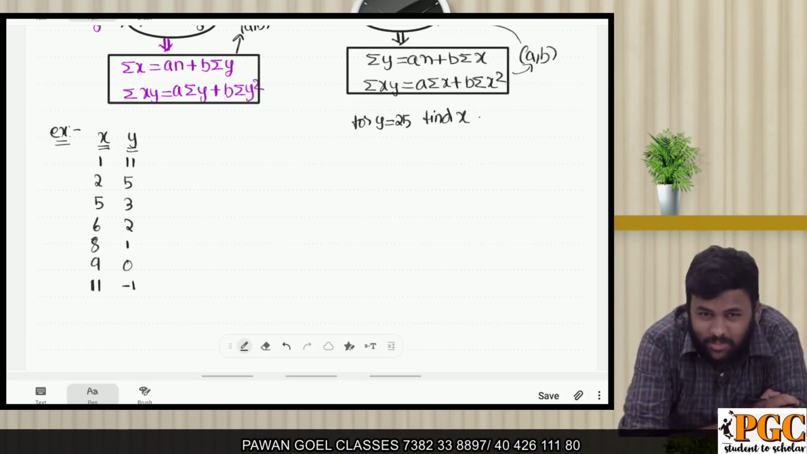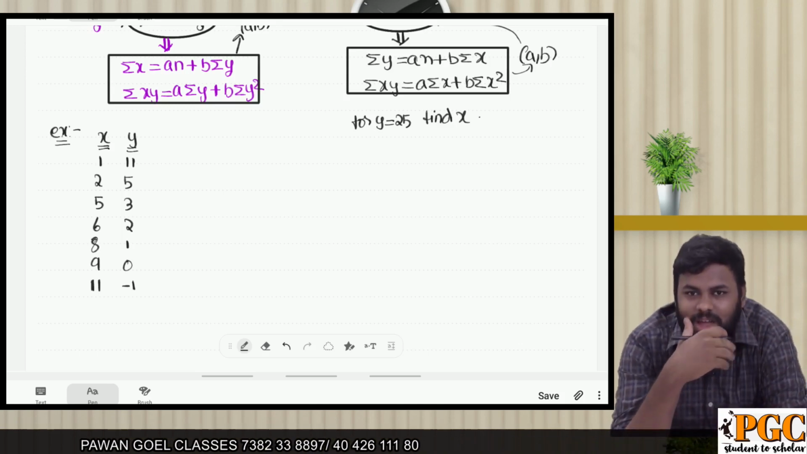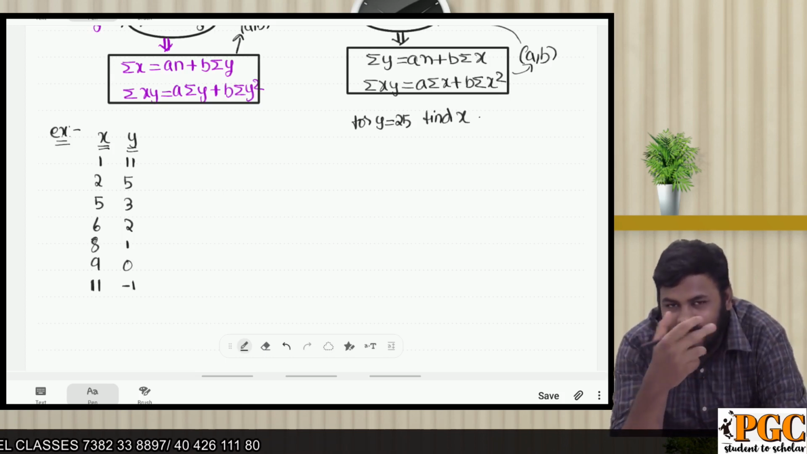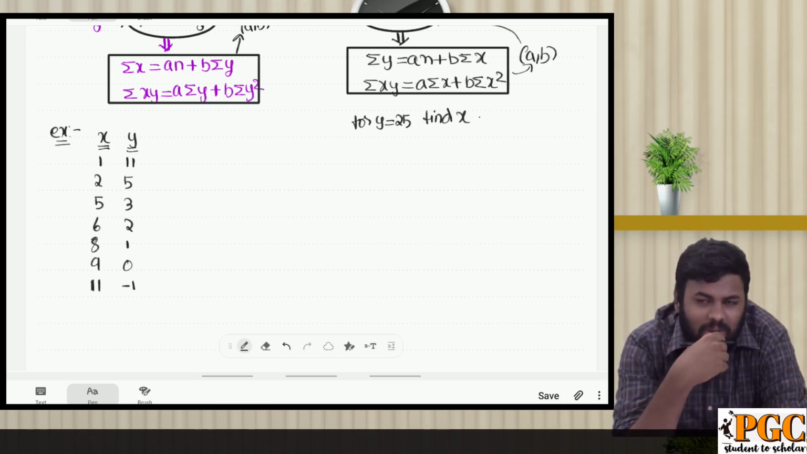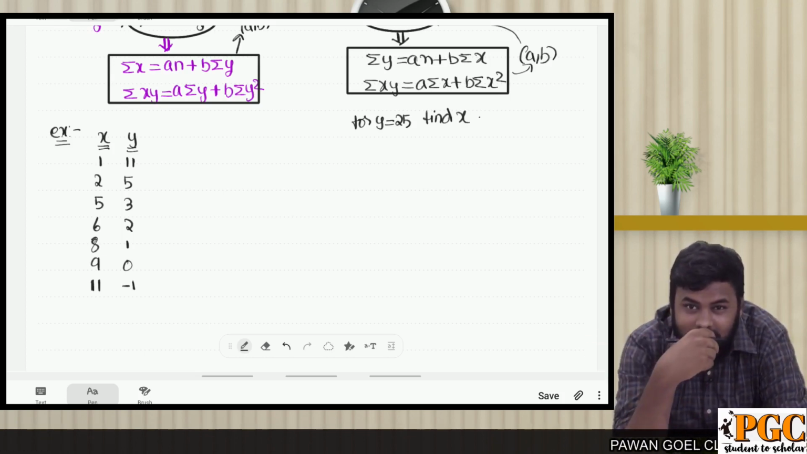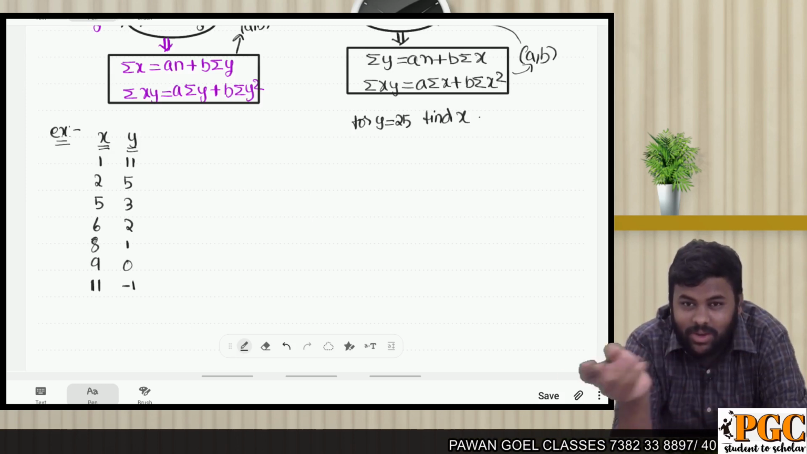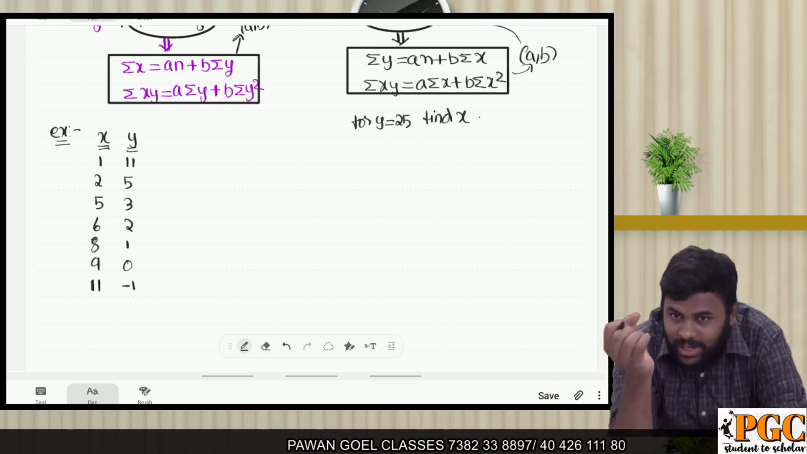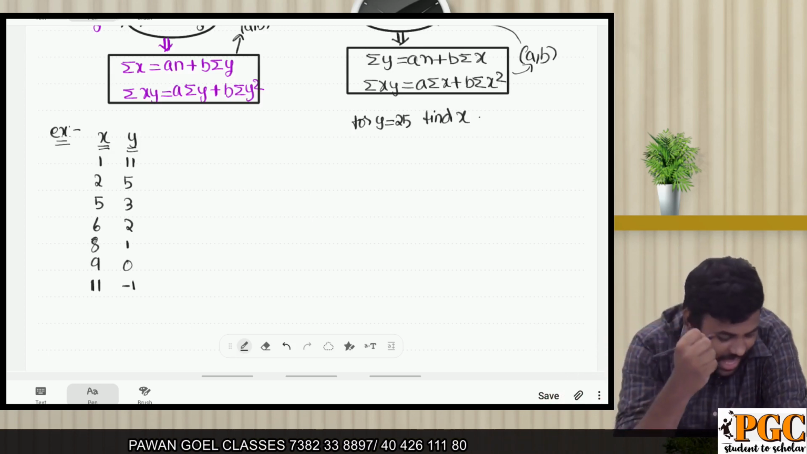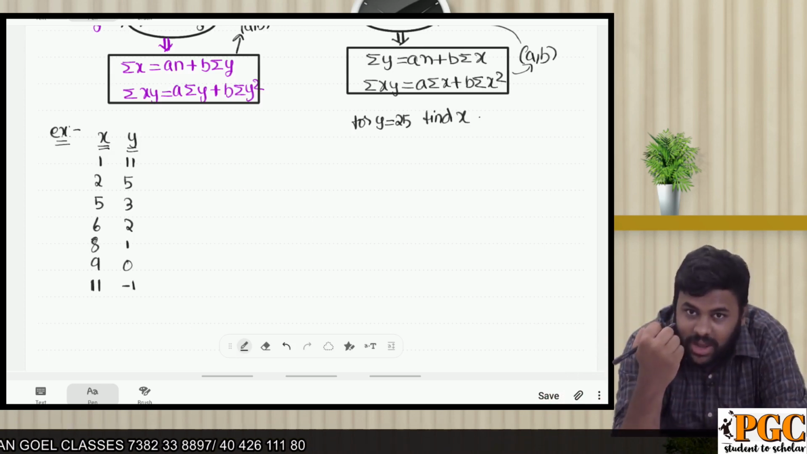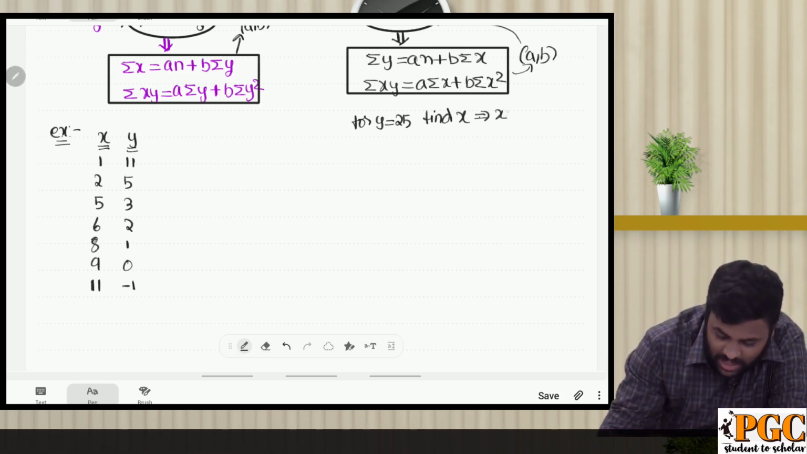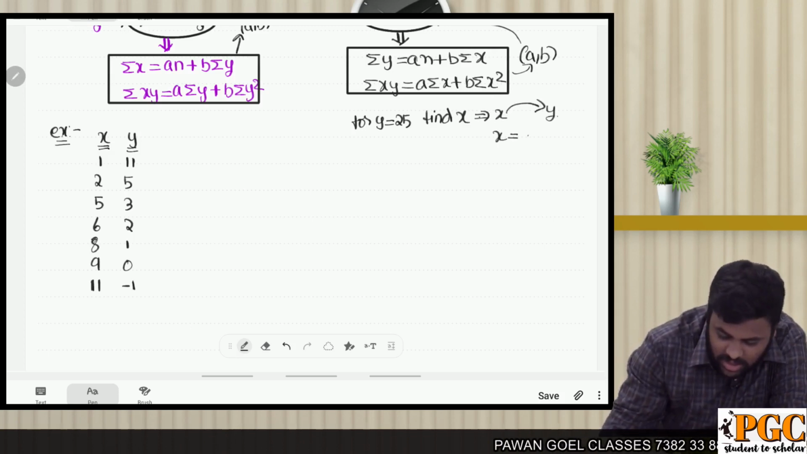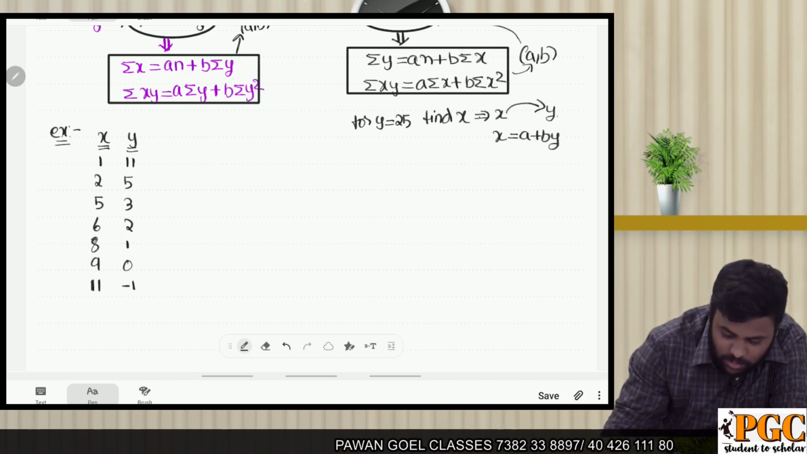So I hope the basic point is clear. What is given, my dear friend? Y is given and x is asked to calculate. Means what is given? Y is given. What is missing? X is missing. You are trying to calculate x with the help of y. Means can I say somewhat like this? X is dependent on y and I am supposed to get the equation x is equal to a plus by.